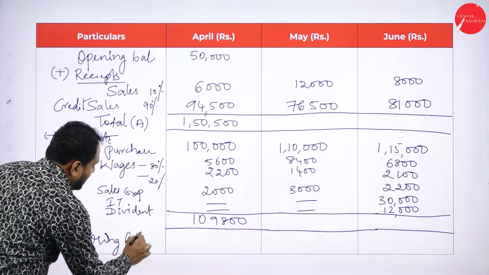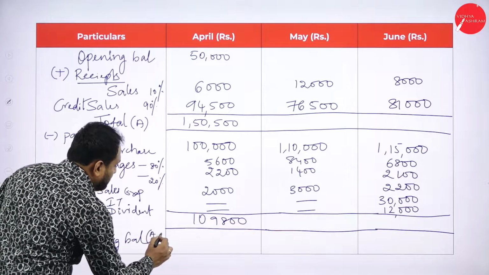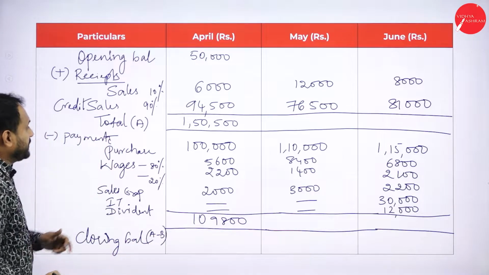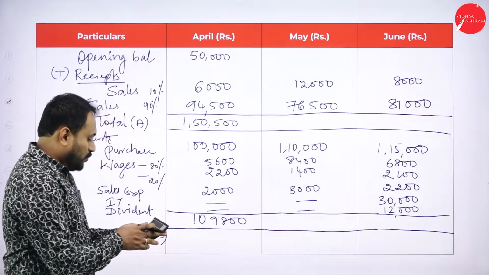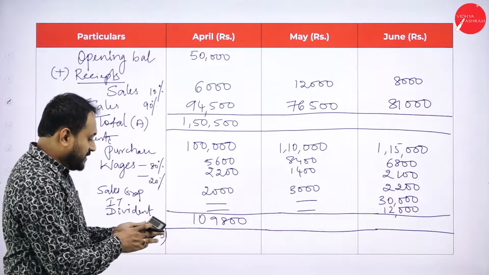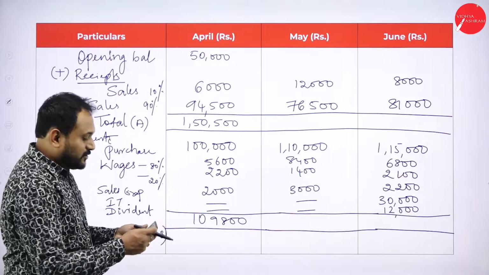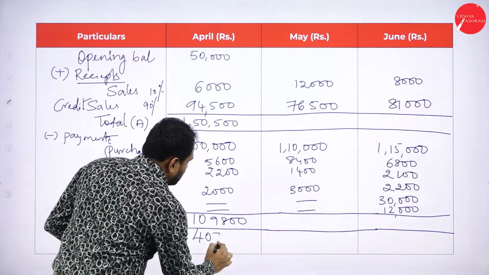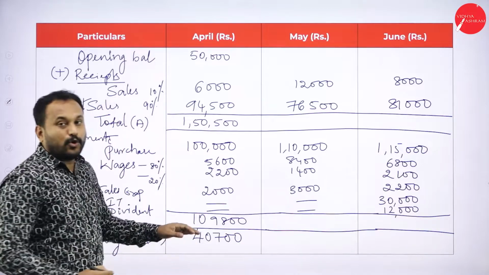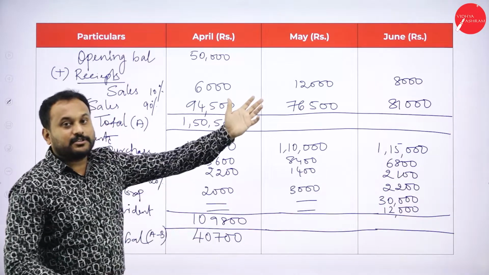closing balance. What is this closing balance? It's A minus B. A is this minus B. That means here we have 1,50,500 minus 1,09,800. So we have 40,700. Now the closing balance of April will be the opening balance of May.